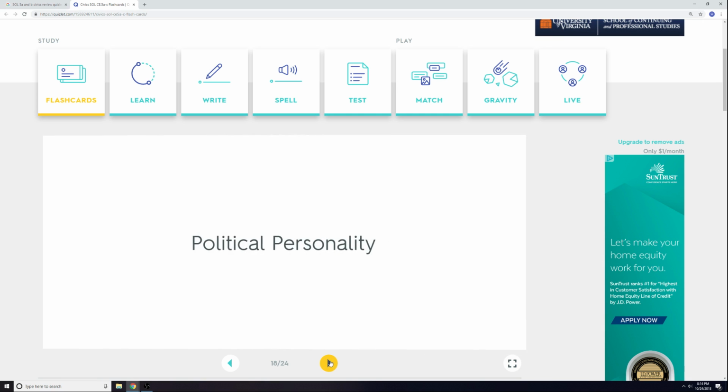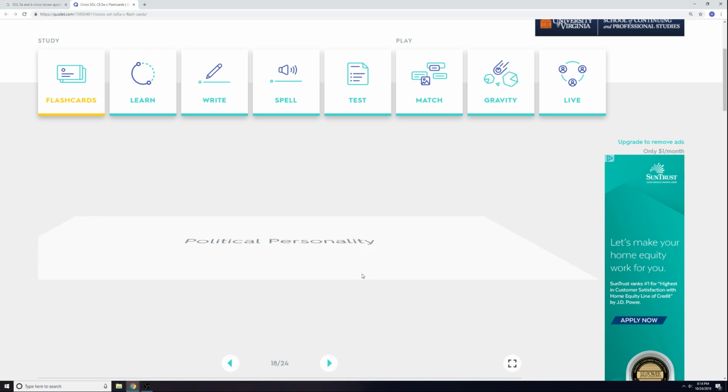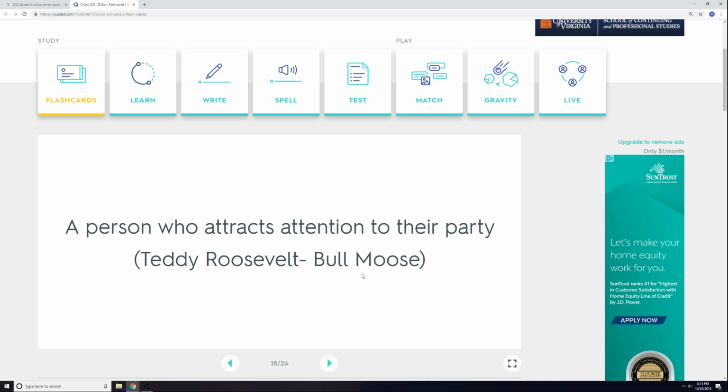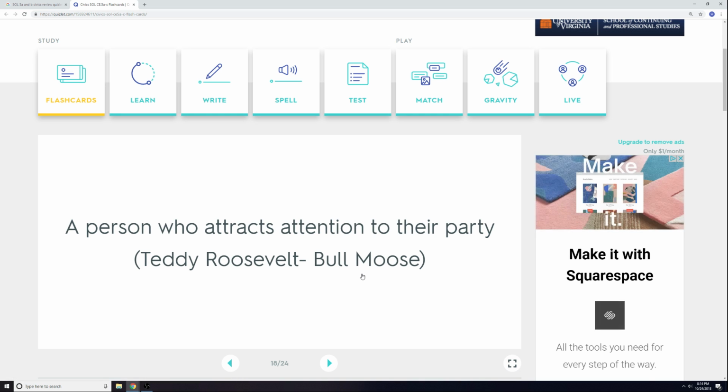Good job. Political personality, as we talked about. They're the ones who attract attention. Think of it like a celebrity. Famous examples, Teddy Roosevelt. But they're the people who get elected not because maybe they're the best politician, but because, hey, they sound really cool. Let's vote for them.